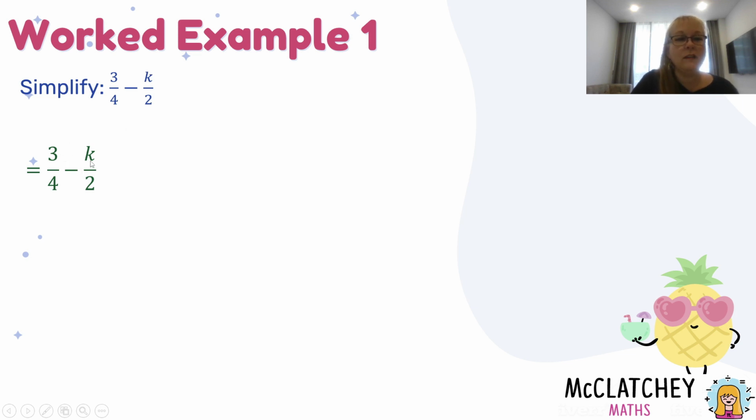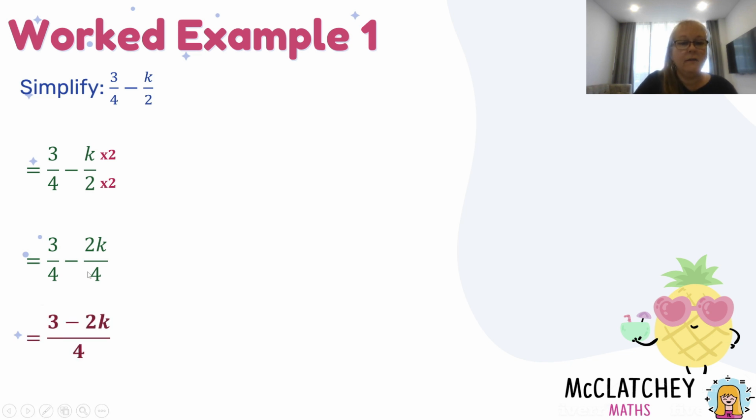So now I've recognized the only fraction I need to change is this k over 2. I'm going to multiply it by the number 1 in the form of 2 over 2. So I'm going to multiply the top by 2 and the bottom by 2. So what I'm going to end up with is 3 quarters take away 2k over 4. So now that I've got 2 fractions and they've got the same denominator of 4, what I can simply do is transform that into a single fraction with the same denominator.